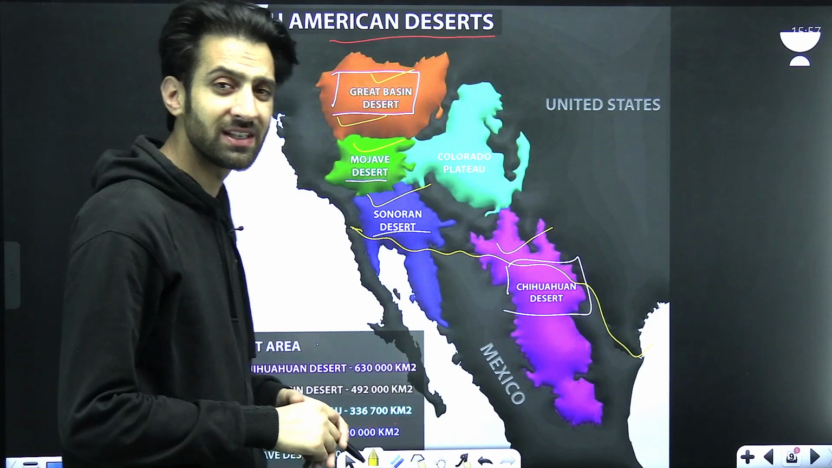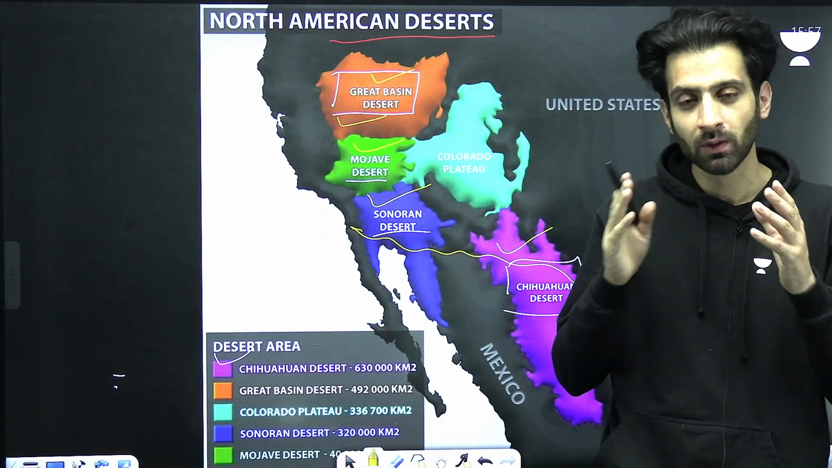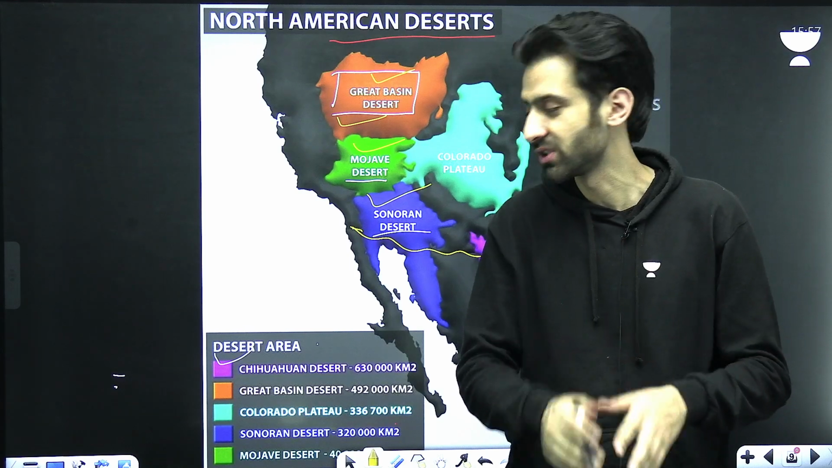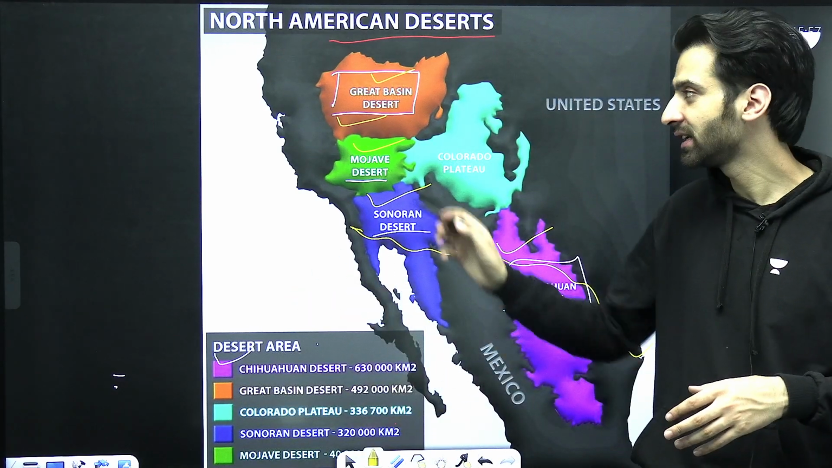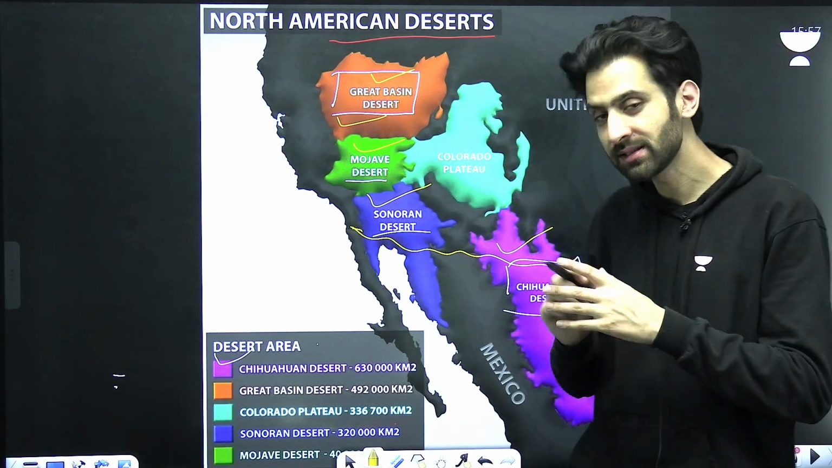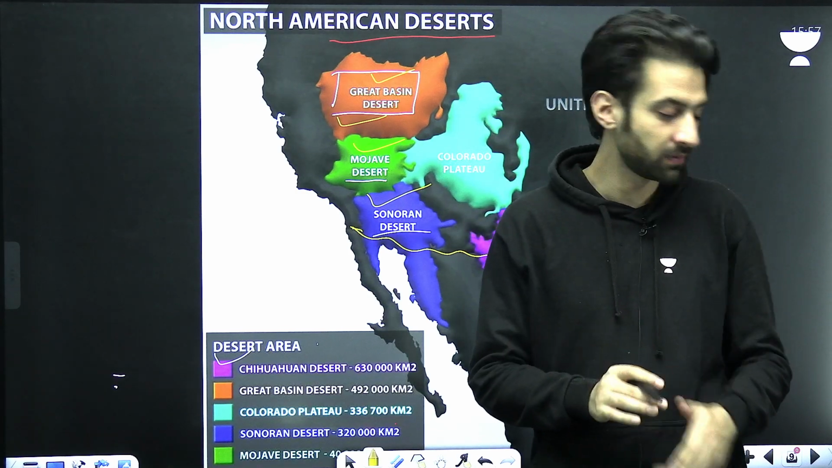I hope you remember the sequence. You just don't have to remember the exact area or the length of the deserts. What you need to know is the ascending and the descending order of the deserts, with this desert being the largest and this following the Chihuahua Desert. Okay, this is about the deserts of United States of America. This was very brief. We finished it quickly.